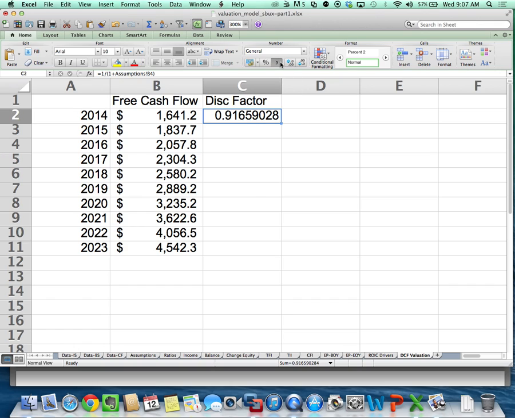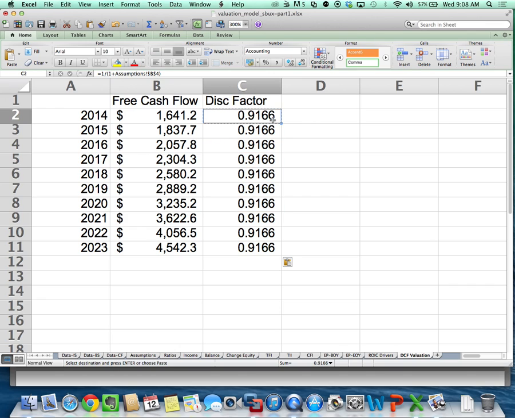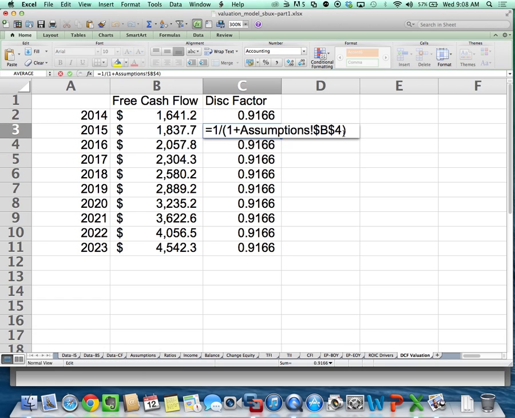And again, I'm just going to cut this down to 4 decimal places. And when I copy and paste this down, I always want it to refer to that cell. So I'm going to put a $ sign in front of the B and a $ sign in front of the 4 to make an absolute reference. I'm going to copy and paste this down. So for the first year, 1 divided by 1 plus r. For the second year, 1 divided by 1 plus r to the power of 2, which is shift 6, 2.